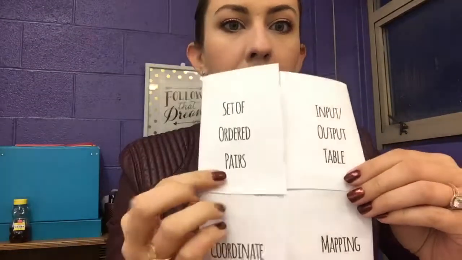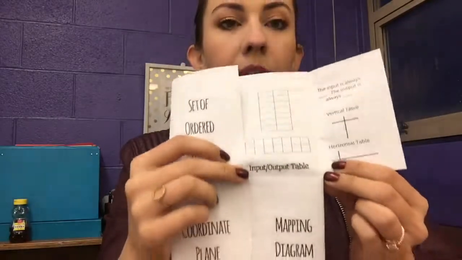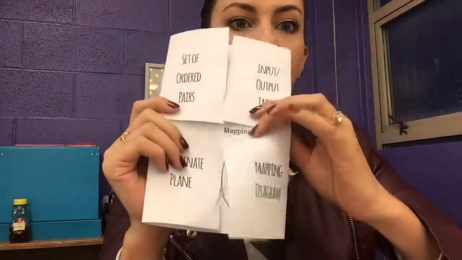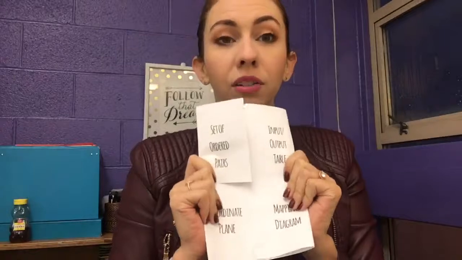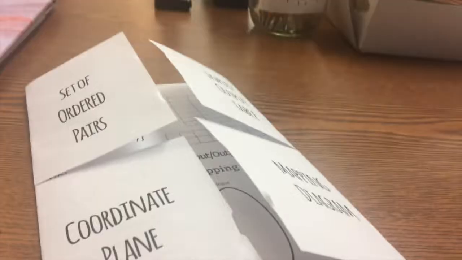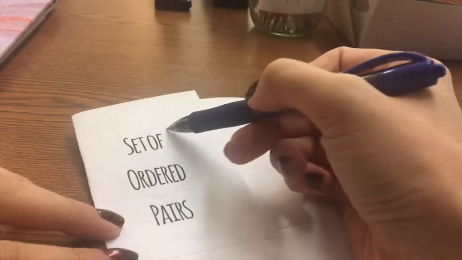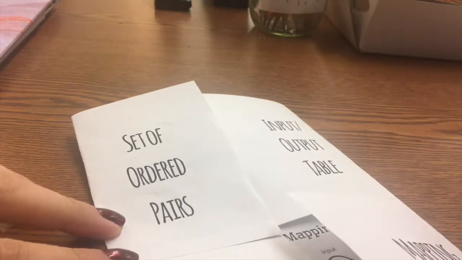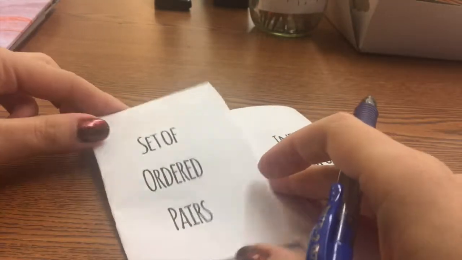You'll see set of ordered pairs matches this. When you open here, you should be able to see input-output table, coordinate plane, you'll see it at the top, and mapping diagram, you'll see it right here. So next you're going to fill these in and tape them into your notebook. The first section we're going to fill in is set of ordered pairs. This is the first way we're going to talk about how to write a function.